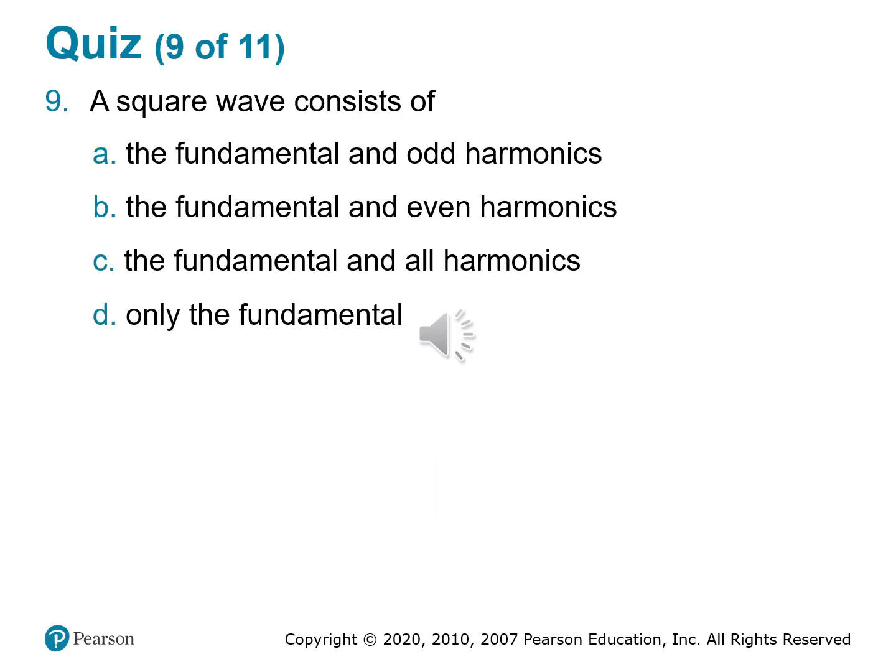Question number 9. A square wave consists of what? A, the fundamental and odd harmonics. B, the fundamental and even harmonics. C, the fundamental and all harmonics. Or D, only the fundamental. Go ahead and pause. And you're back. All right, the correct answer for this one is A, the fundamental and odd harmonics.